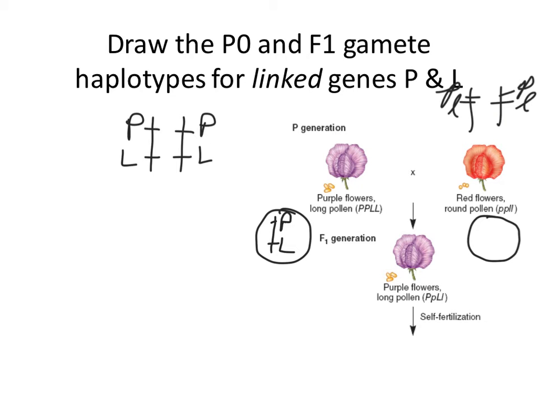So that's the haplotype of every single gamete from the parent on the left side. And the same is true for the parent on the right side. By virtue of being homozygous, it doesn't matter if the genes are linked or not, it's homozygous. So it can only produce gametes that have one haplotype. Parent on the left, big P, big L. Parent on the right, little p, little l.